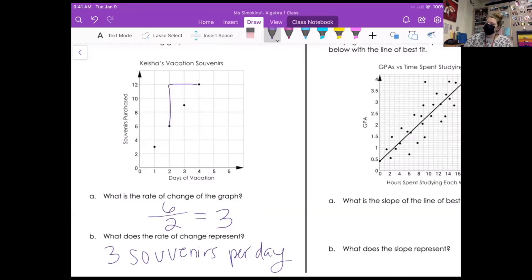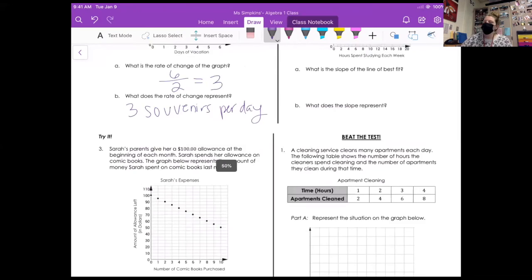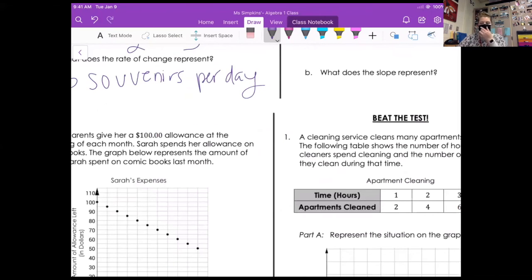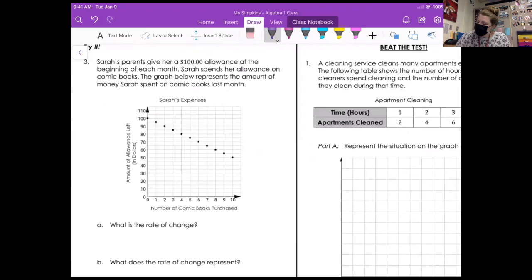Okay, I want you to go to the try it. I want you to do the A and B on the try it, and then we'll do the beat the test question together. So try the A and B on the try it. I'm going to read the problem. It says, Sarah's parents give her a $100 allowance at the beginning of each month. That's nice. I didn't get allowance. Sarah spends her allowance on comic books. The graph below represents the amount of money Sarah spent on comic books last month.